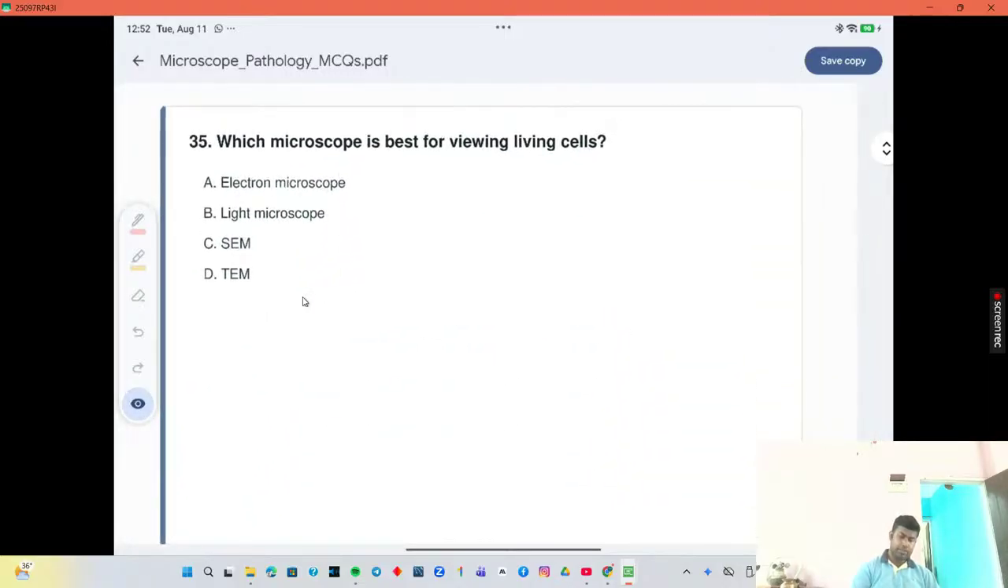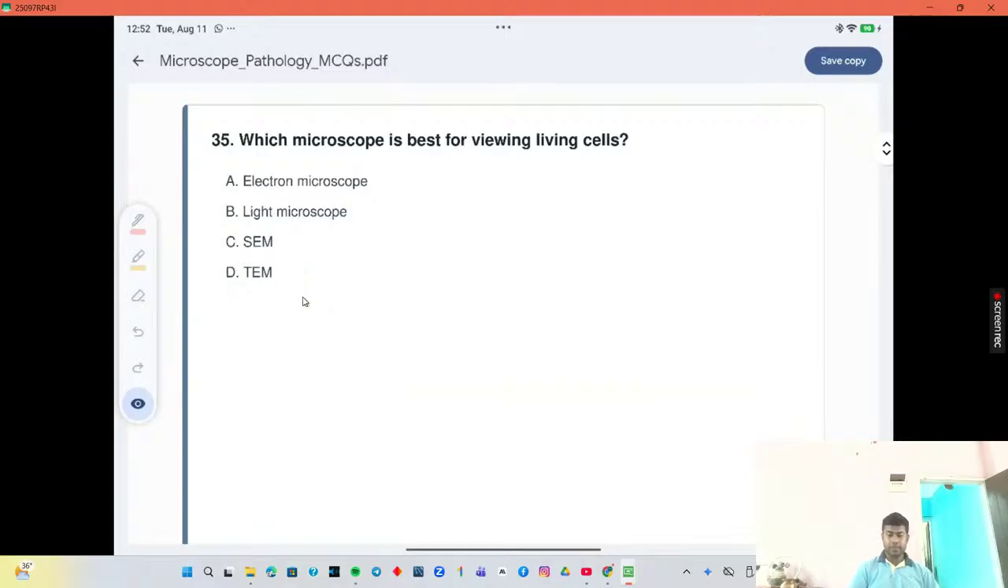The next question is, which microscope is best used for viewing live cells? So, which type of microscope is used to see live cells? To see live cells, we always use the light microscope and we should remember it. Which type of microscope is best for viewing live cells? It will be the light microscope.